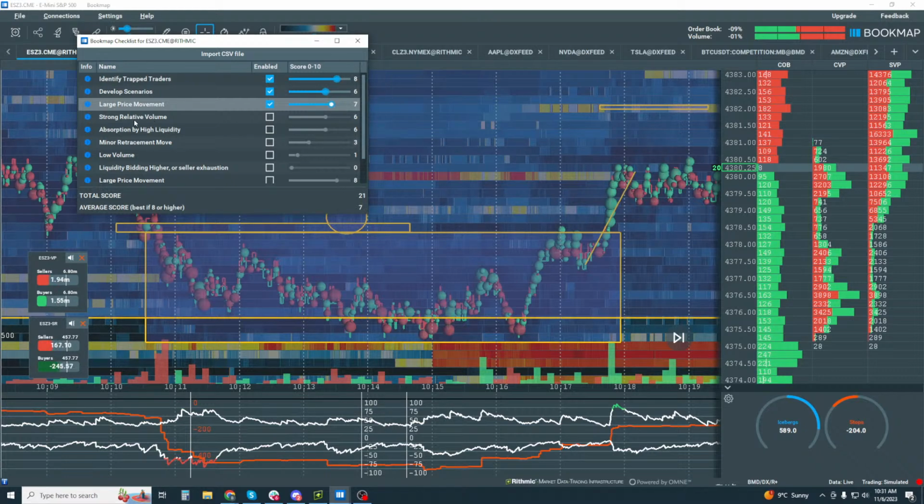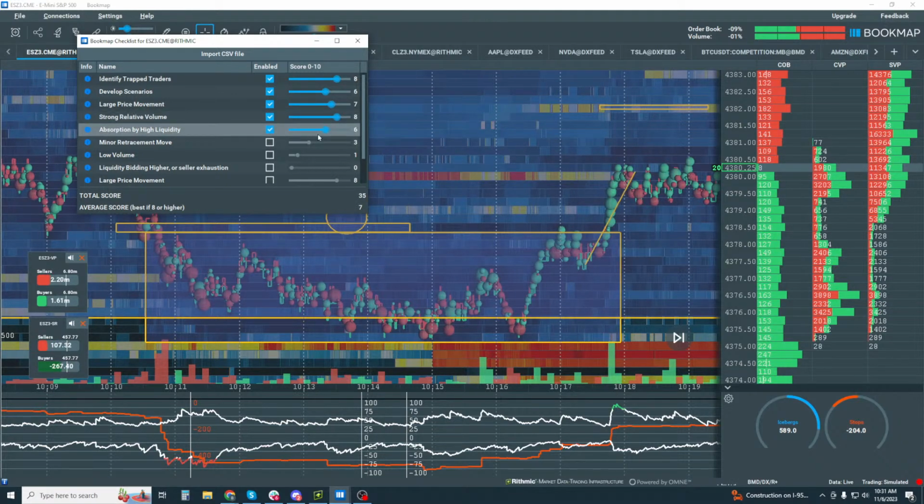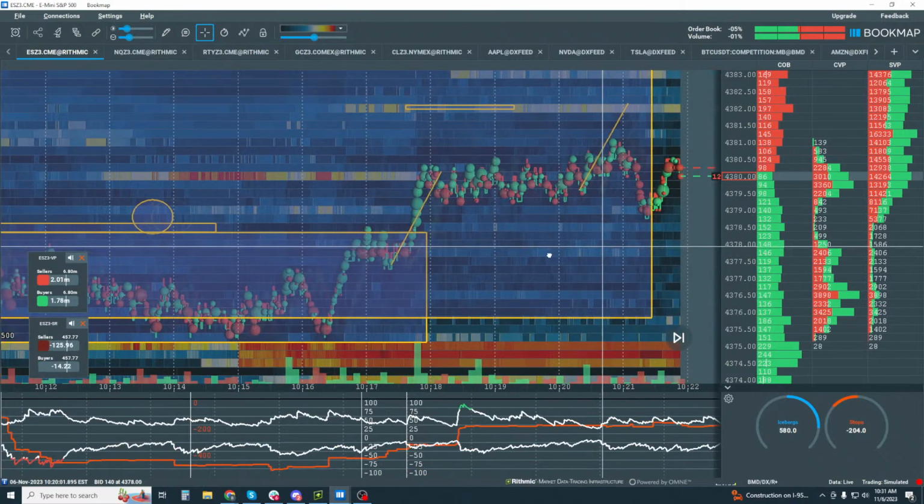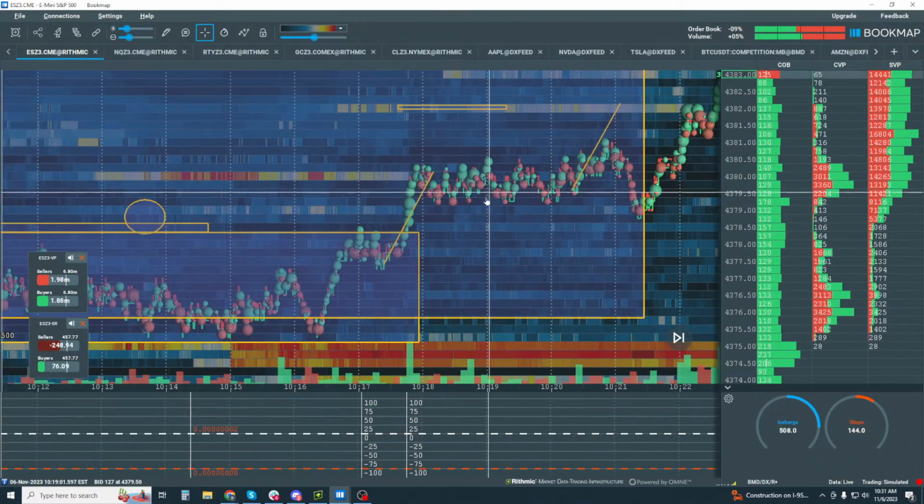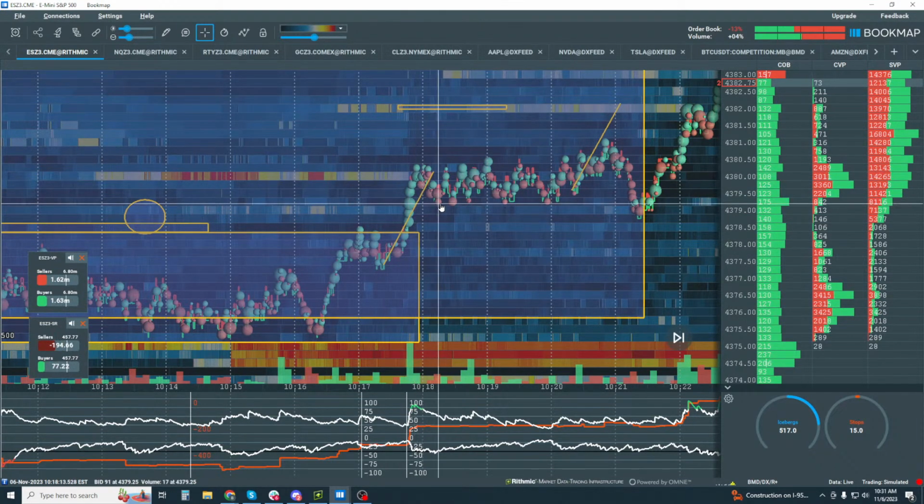What about the strong relative volume in here? We just covered it. We give that like an 8. It's not bad, so that's okay. What about absorption of high liquidity on the offer up in here? Yeah, we got that. That did unfold, and I'd give that an 8. Do we get a minor retracement? Yeah, this is where it gets tricky. Yes, we do have a minor retracement of this move, roughly about 50%.